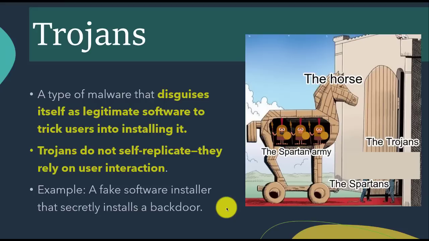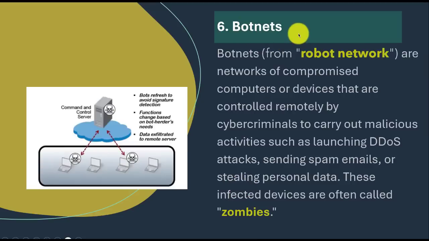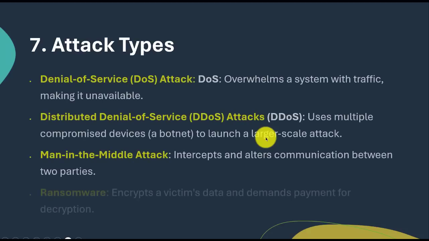We've looked at viruses, we look at worms, we look at Trojans. Is that all? No. Let's look at number 6, botnets. Botnet is robot network. These are networks of compromised computers. Net means network. So it's not just one computer, it's a network of computer devices that are controlled remotely by cyber criminals. They will launch DDoS attacks, which you will hear about very soon, send spam emails or steal personal data, and these infected devices are often called zombies. So that's botnet.